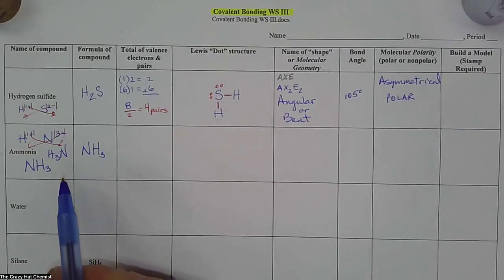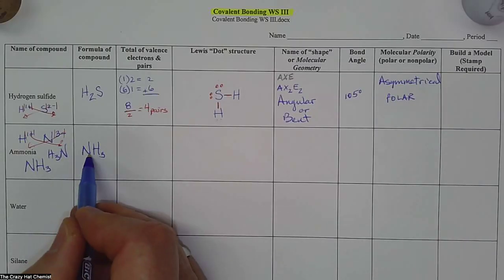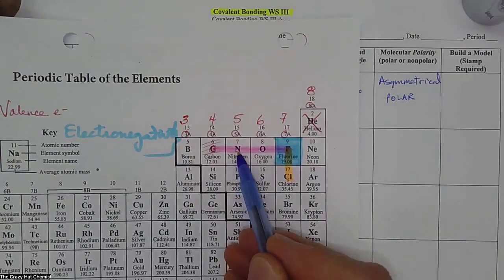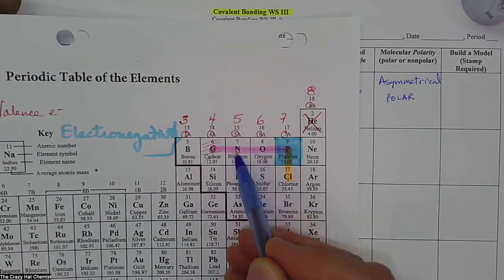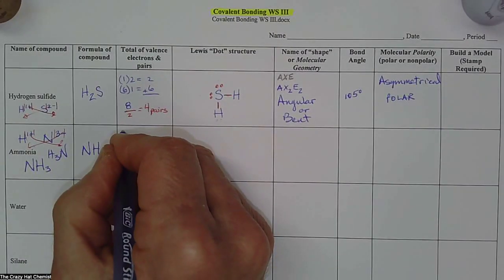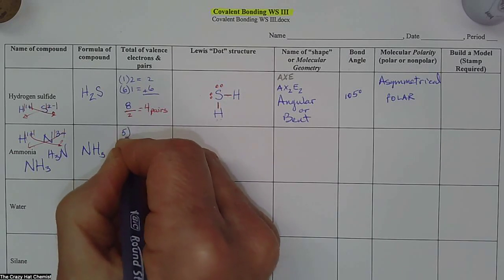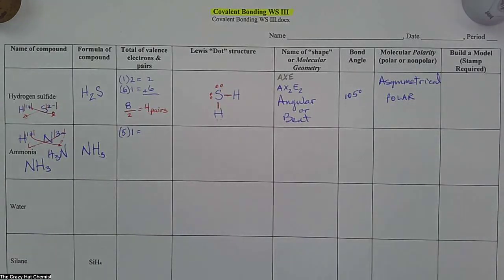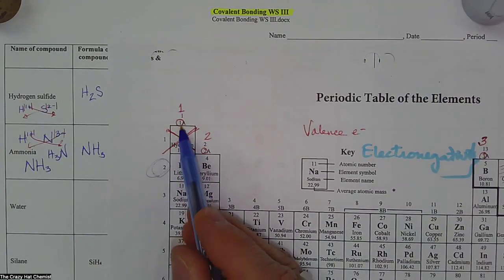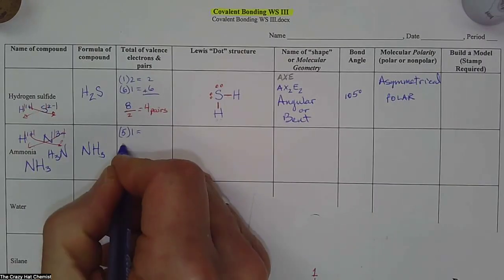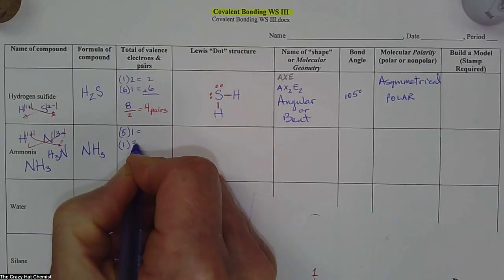So how many nitrogens are there? There's one nitrogen. How many valence electrons are in nitrogen? Well, nitrogen is right here. How many valence electrons in nitrogen? That would be 5. So there's one nitrogen at 5 valence electrons. How many hydrogens? There are 3. How many valence electrons in hydrogen? Valence electrons in hydrogen would be 1. So 1 valence electron in hydrogen, there are 3.